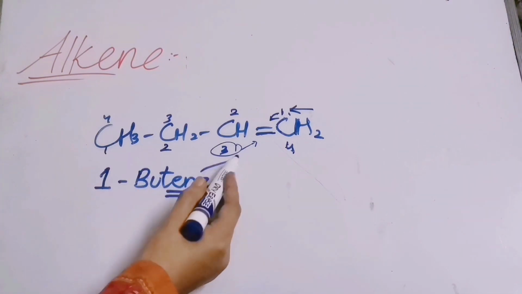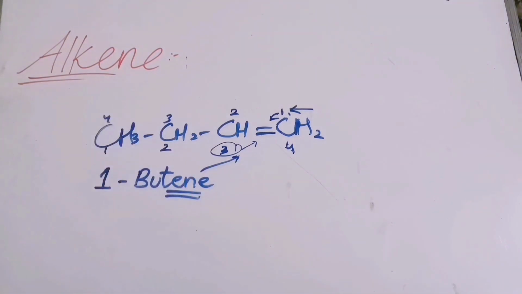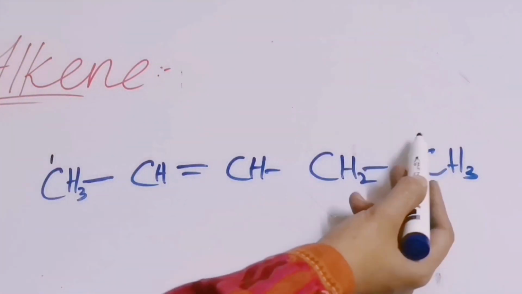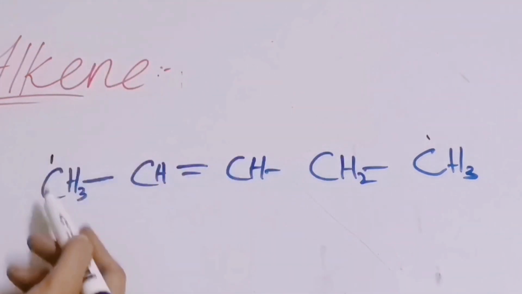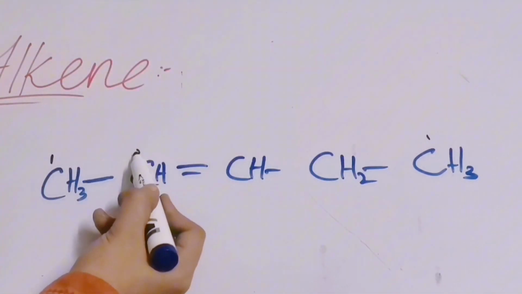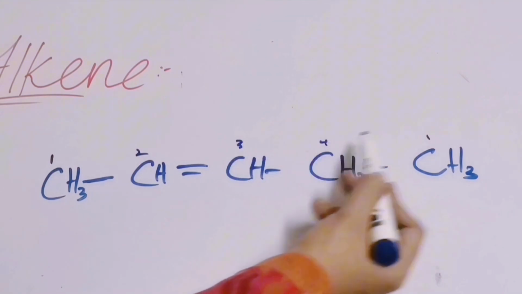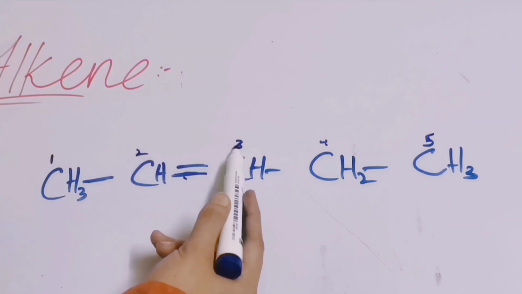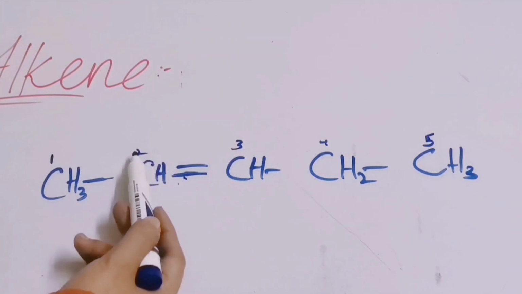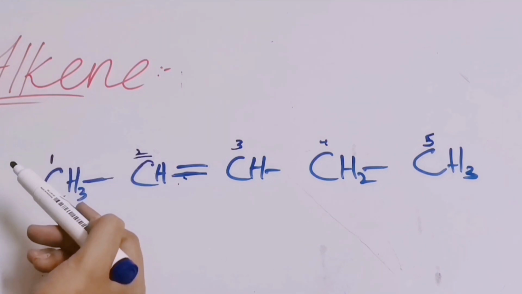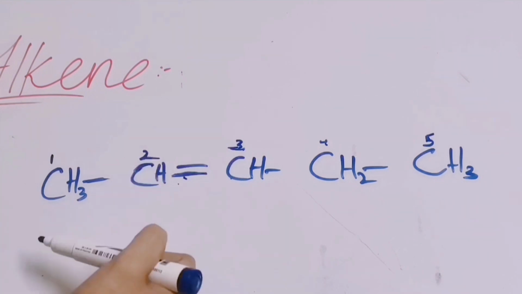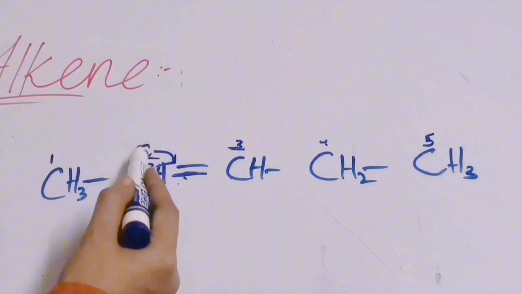And ene is representing the double bond, that in this compound a double bond is present. Let us see another example. Now I can write the numbering from this side as well as from this side. If I write the numbering from this side 1, 2, 3, 4 and 5, so the double bond is present between 2 and 3. We will indicate the position of the double bond by writing the lowest number carbon. See, this carbon is having the second position and this is having third position. So we will write the position of double bond as 2.